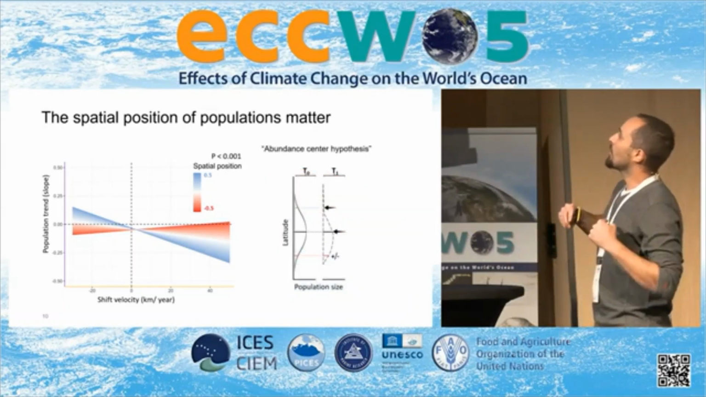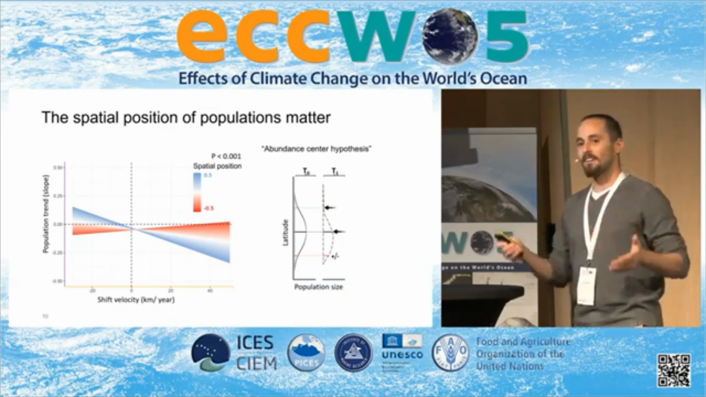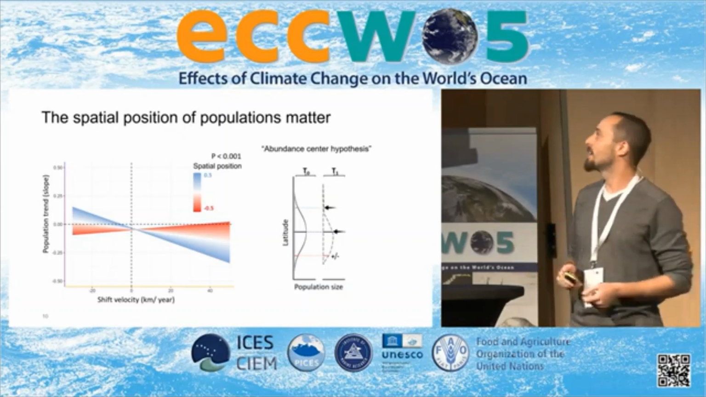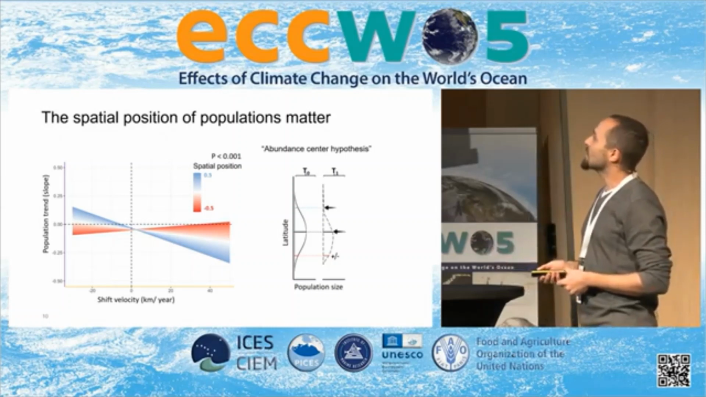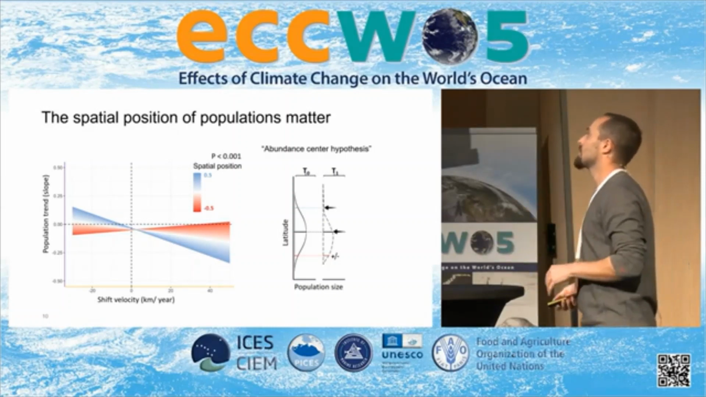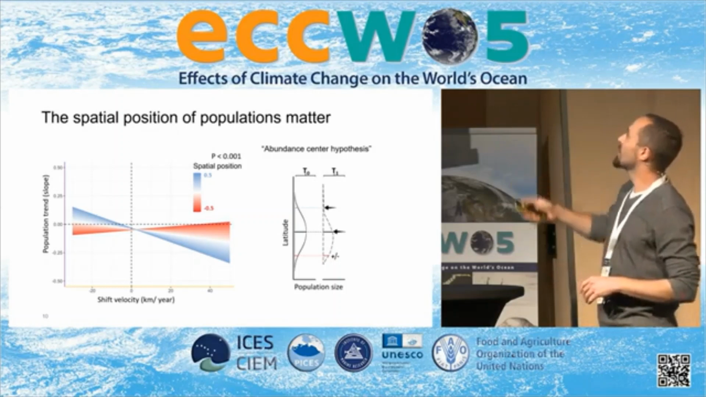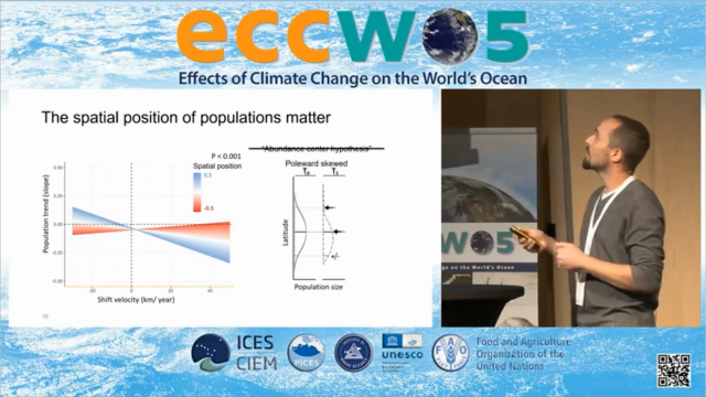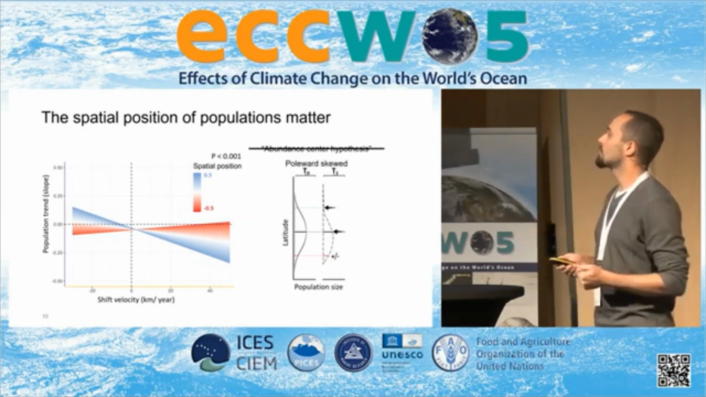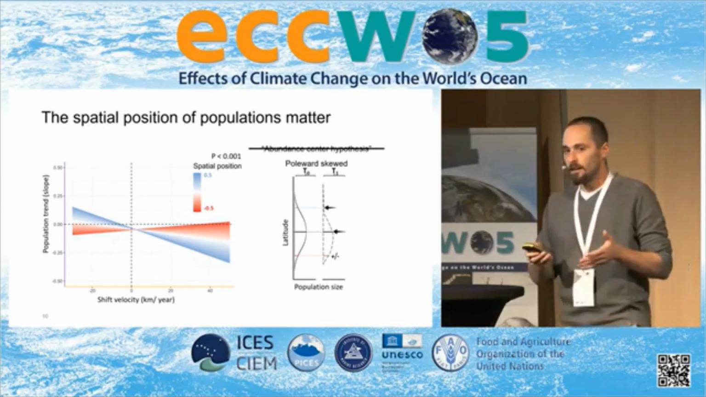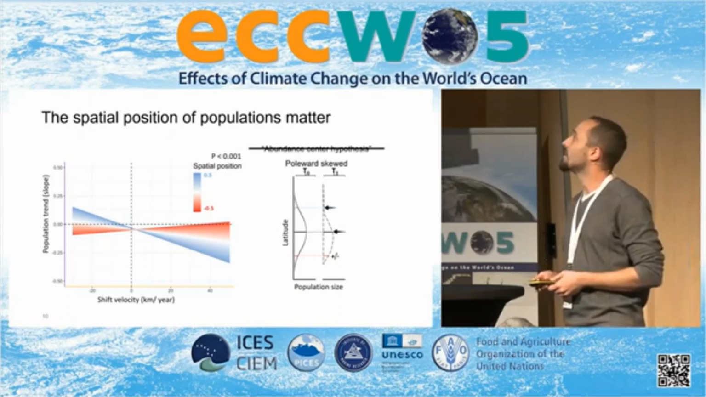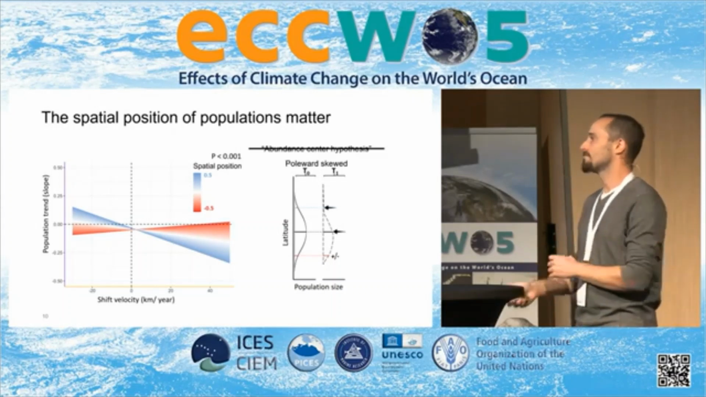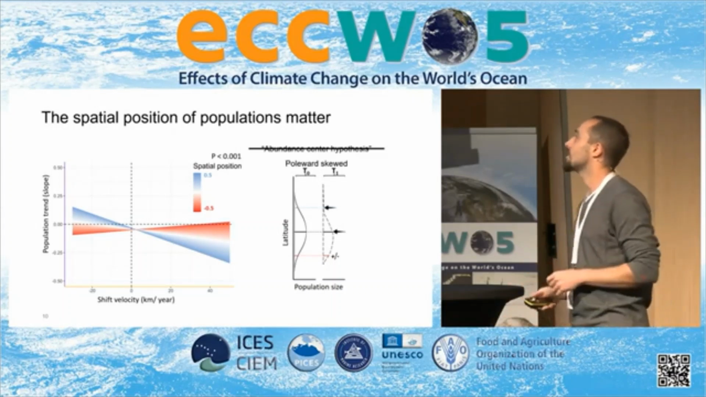And if I come back to our hypothesis, we said that we work according to the abundance center theory. If we apply our results, we find that the abundance center hypothesis might not work in this case. It could be more of a poleward skewed distribution. And indeed, there is a great bulk of literature suggesting that the abundance center hypothesis, in many cases, doesn't really work.